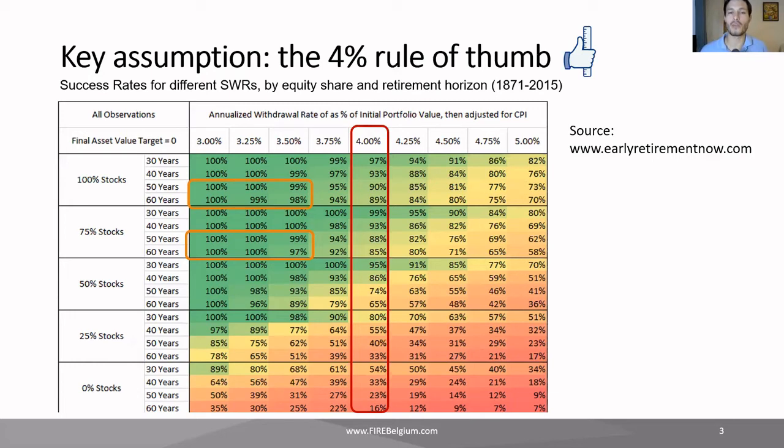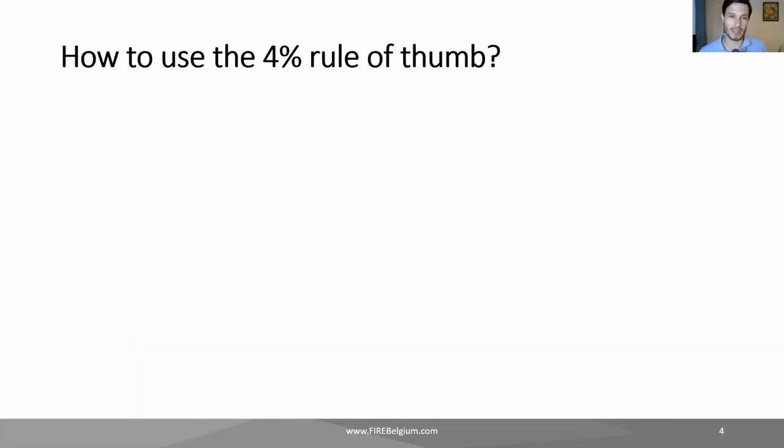Right, but let's look at how we can use this to estimate how much money we have to save to actually get financial independence. So how to use the 4% rule of thumb. We're going to use 4%. Why? Because a lot of people will have other types of income, whether it's real estate income or the pension that they've built, even if it's not a full pension. You can decide not to count on your pension, but that's a personal choice.